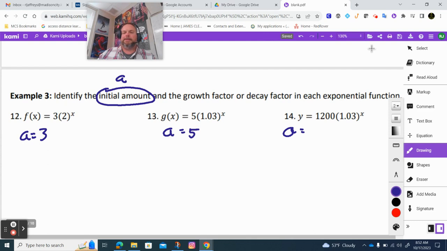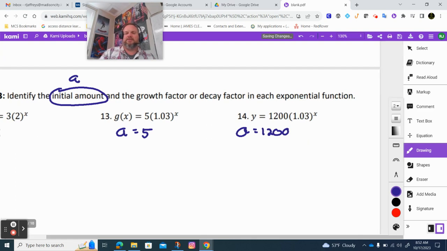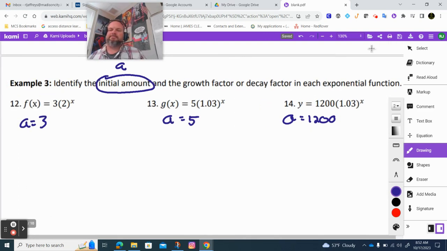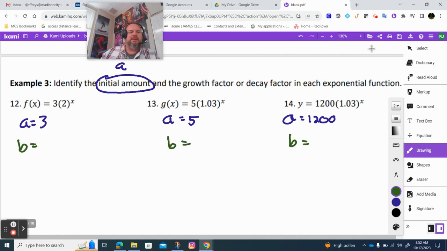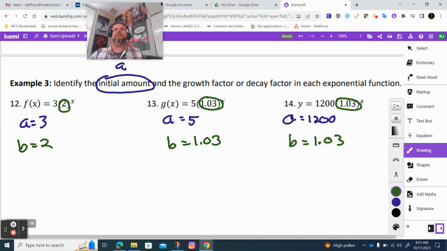And for this, 1,200. Okay. Looks like I copied something twice, so these are all going to be growth. So our b, remember our b's are the one that have the x to the power, so this should be 2, 1.03, and 1.03 because Mr. Jeffries accidentally copied and pasted the wrong thing.